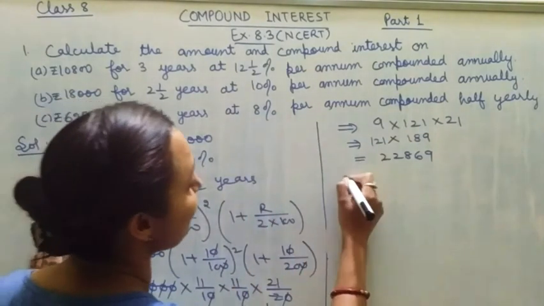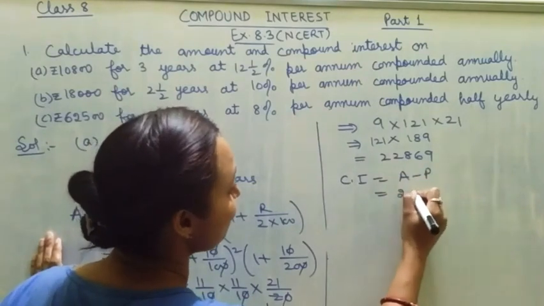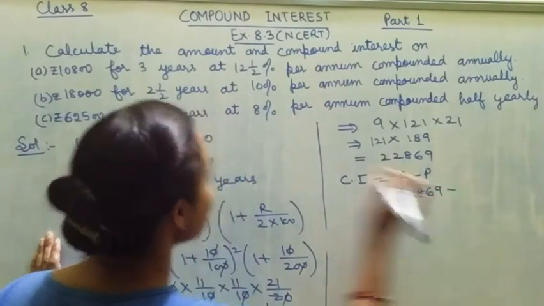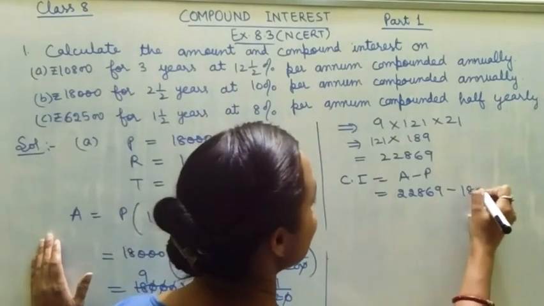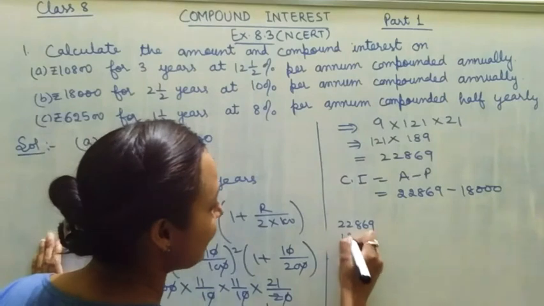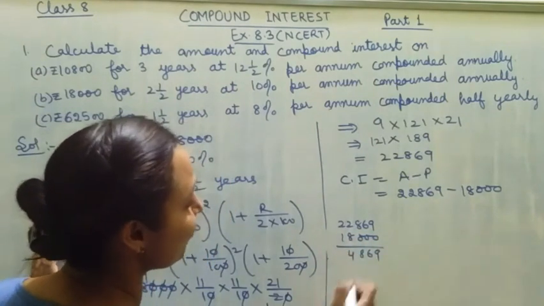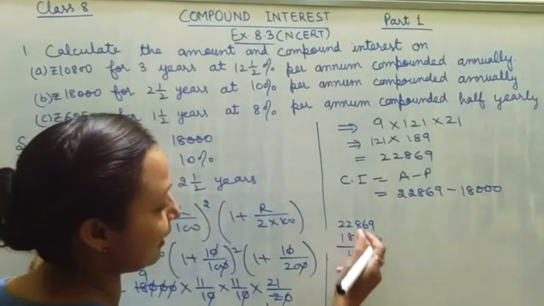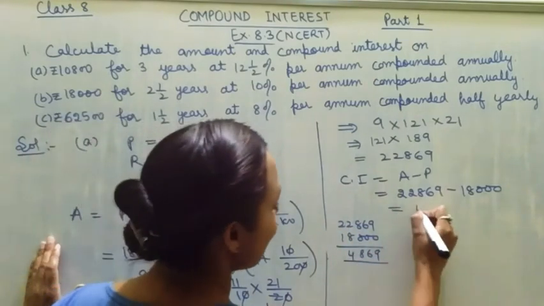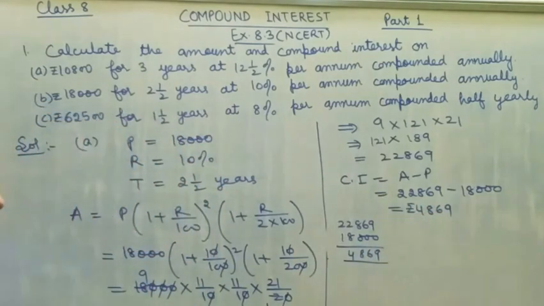What is the compound interest? That is A minus P. So what is the value of 22,869 minus the principal of 18,000? I will subtract 22,869 and 18,000. That is 4,869. So this is the compound interest and the amount.